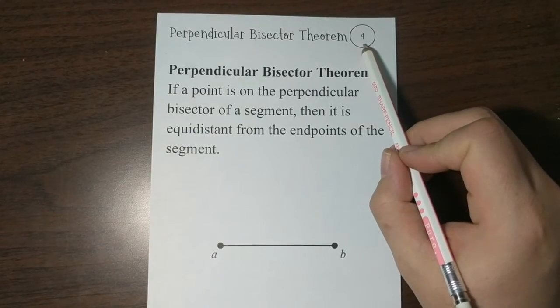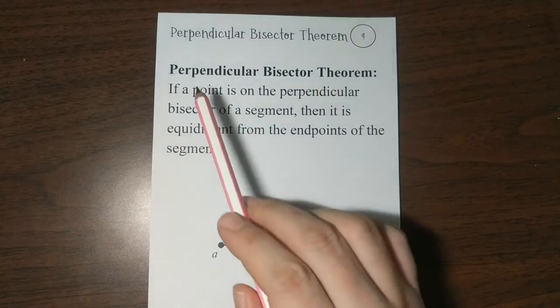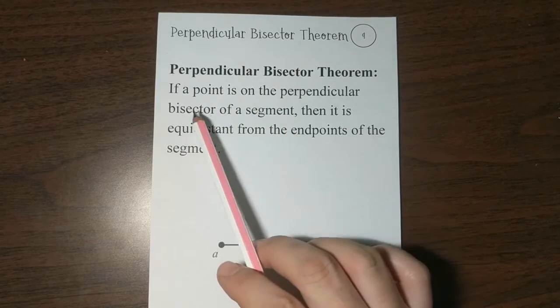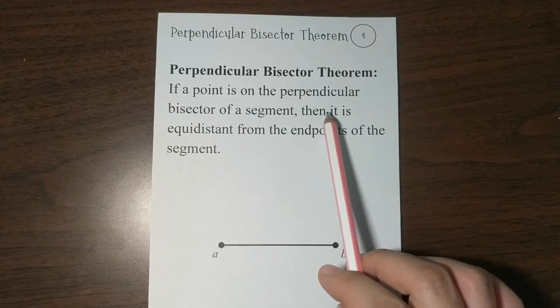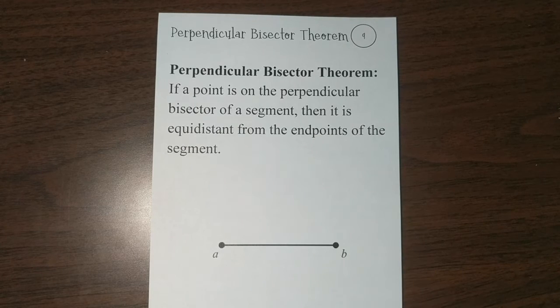Here's page 9 of the notes, perpendicular bisector theorem. The perpendicular bisector theorem says if a point is on the perpendicular bisector of a segment, then it is equidistant from the endpoints of the segment. Let's look at the perpendicular bisector.